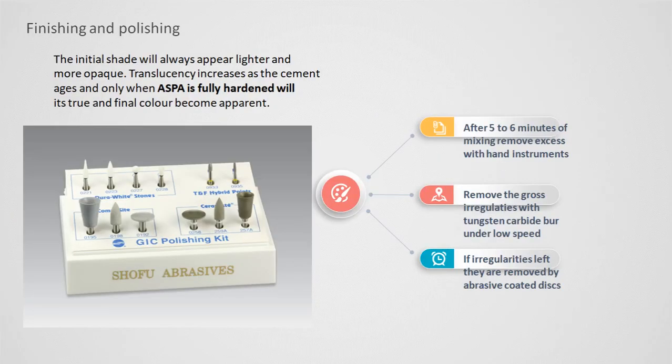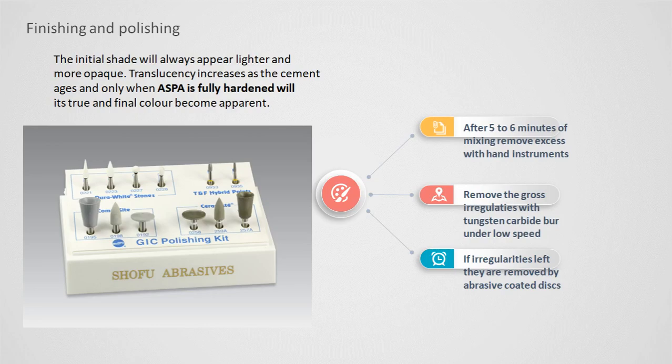Finishing and polishing is a method of reducing the surface irregularities and making the surface shine. Generally the smooth surface is obtained by placing the matrix band while the glass enamel is still setting, and after the initial set, that is about 5 to 6 minutes, the excess cement is removed with the hand instruments. The gross irregularities are removed by the tungsten carbide burs under low speed.